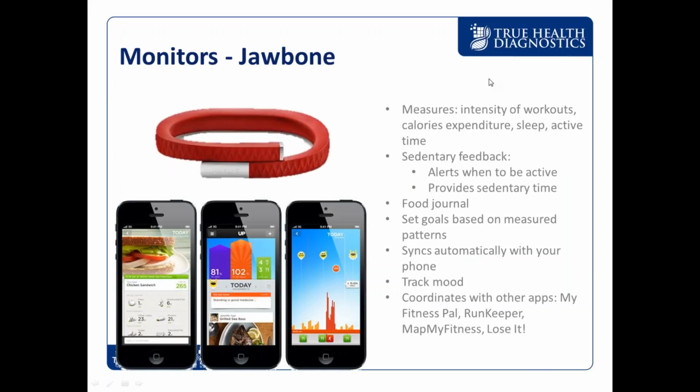Another monitor is the Jawbone, again, very similar to the Fitbit. Just another one to check into. The other thing with these monitors is that they actually are coordinating. If you see down here on the right-hand side, they're coordinating to other apps. So MyFitnessPal, Runkeeper, Map My Fitness, Lose It, which we'll talk about a little bit here. And so if you're using those certain apps, everything will automatically link up. So again, using multiple apps, but tracking all the information that you want to.